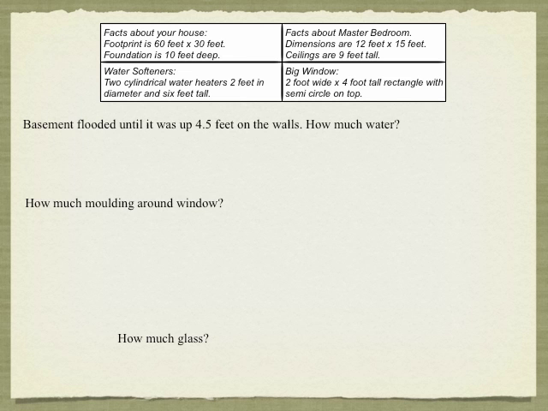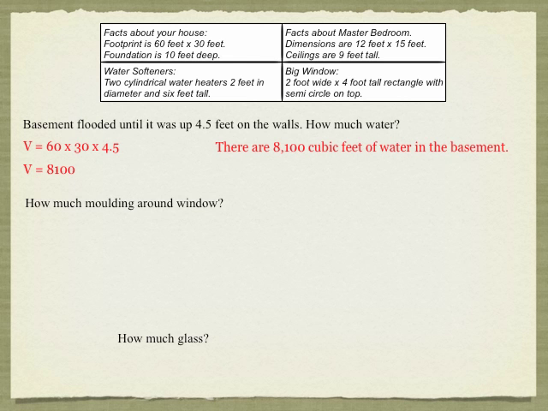Let's say my basement flooded until it was 4.5 feet up on the walls. How much water is there? Well, I'd have 60 by 30 because that's my footprint, and it's up 4.5. My volume is 8,100, and my units would be cubic feet. Very good. Volume has cubic units.